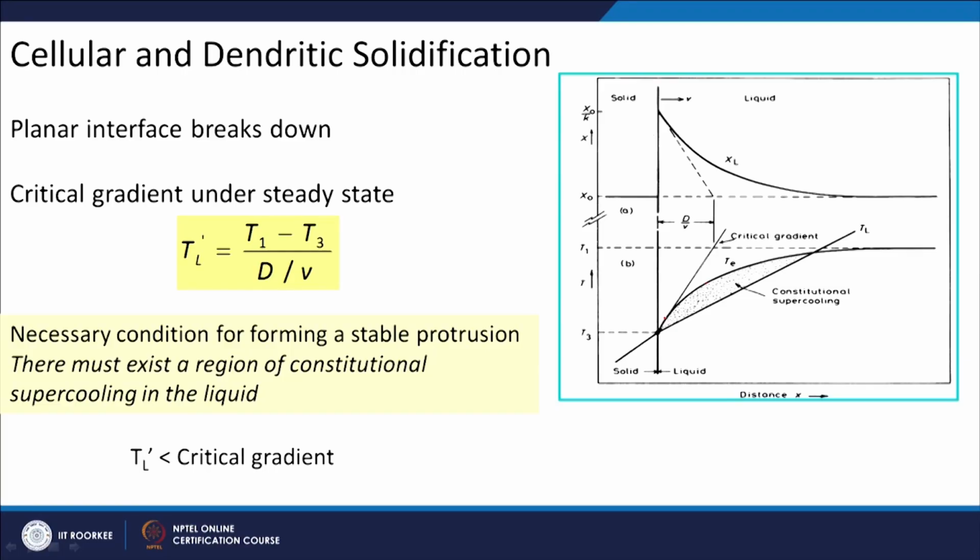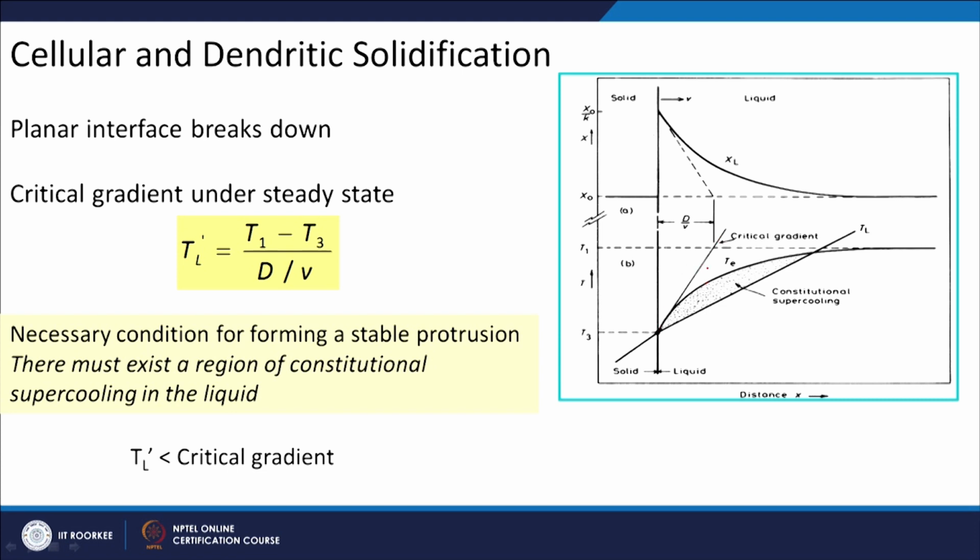So, you can see that some portion of my liquid is undercooled, and if you are doing an undercooling, then there will be a driving force for phase transformation. The critical gradient will be given by the tangent to the solute curve here, which will be equal to D by v. I will plot a straight line from here, which will be D by v distance away from the interface. So, this is my critical gradient.